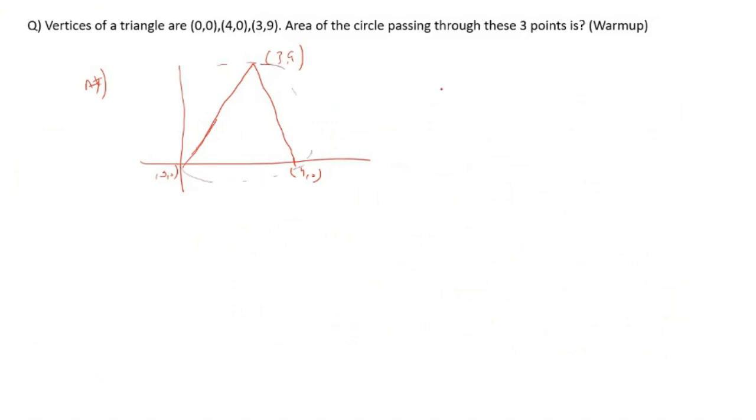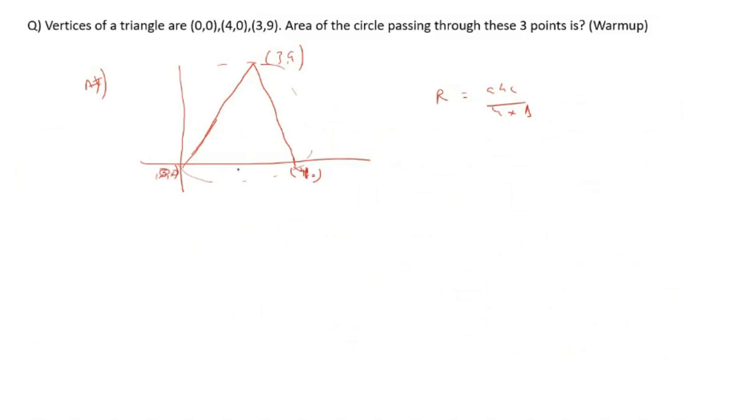only one formula is there for the circumcircle touching those three vertices, which is basically the radius of the circle equals abc upon 4 into area of the triangle. Now there is a method in coordinate geometry to find the area of a triangle when coordinates are given. We'll probably cover that tomorrow, but you don't even need that here.